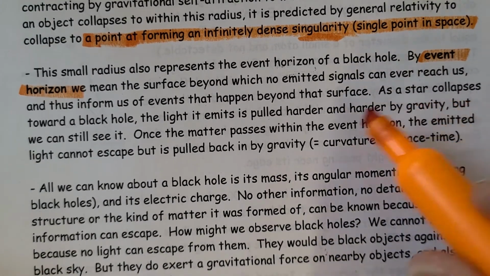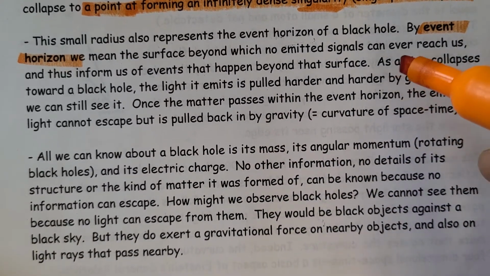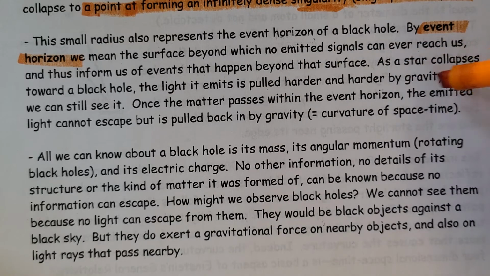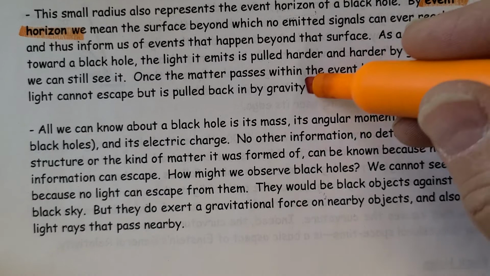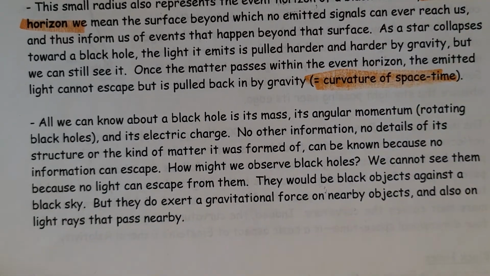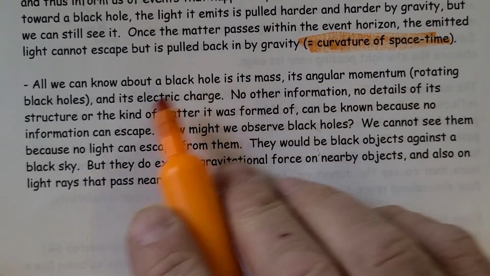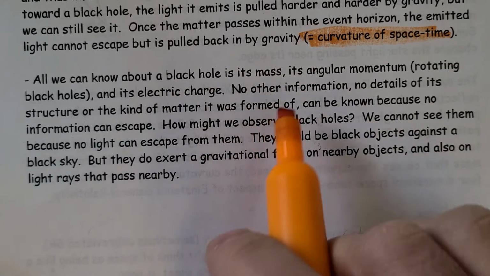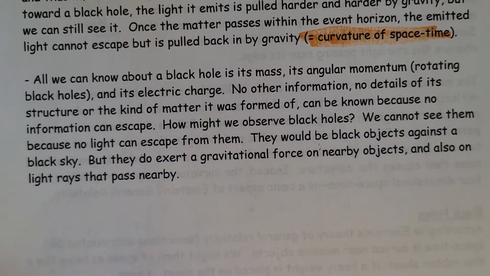As a star collapses toward a black hole, the light it emits is pulled harder and harder by gravity, but we can still see it. But once the matter passes within that event horizon, the emitted light cannot escape, but is pulled in by the gravity. And that curvature area is referred to as space-time, curving that in. All I know about a black hole is its mass, its angular momentum, if they're rotating, and its electrical charge. But no other information, no details of the structure of any kind of matter it is formed of can be known, because we can't see information escape it.